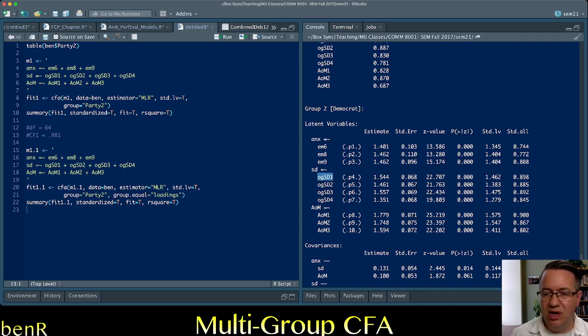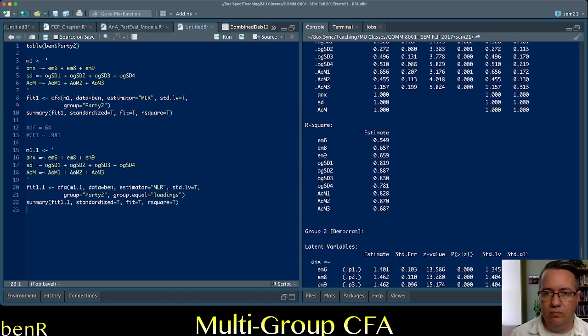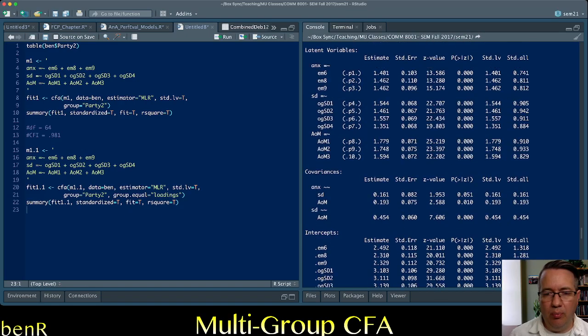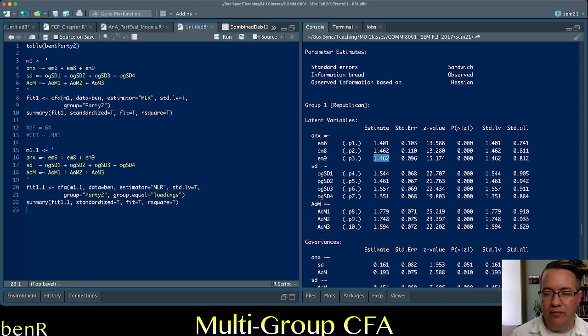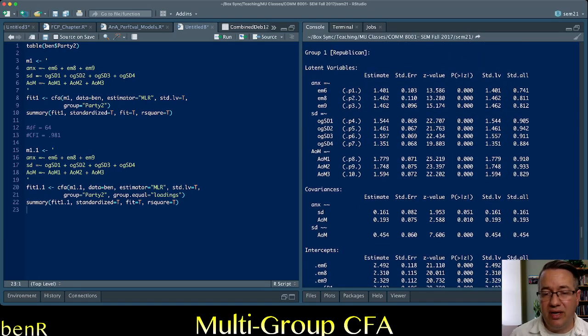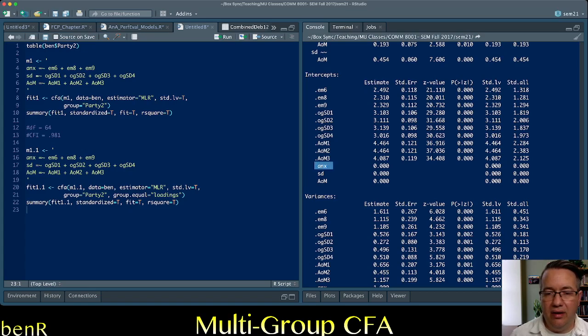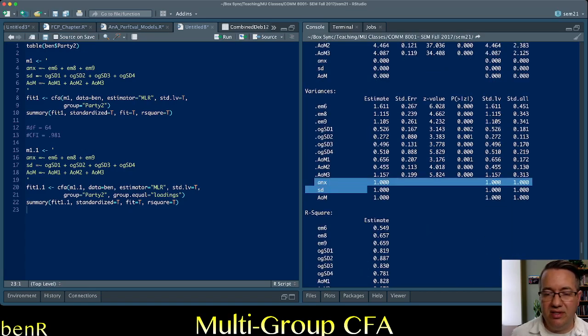So if you look at social distance, it's 1.544, 1.461, 1.557, and 1.351. And if we look up at the Republicans now, we have those same labels, which results in an equality constraint that these loadings are the same loadings as we had for Democrats. So 1.401, 1.462, 1.544, 1.461. So all of these loadings are the same. Interestingly and importantly, the variance for Republicans is still fixed to 1.0 because we're using the fixed factor method of identification where we fix the latent variance to 1.0.